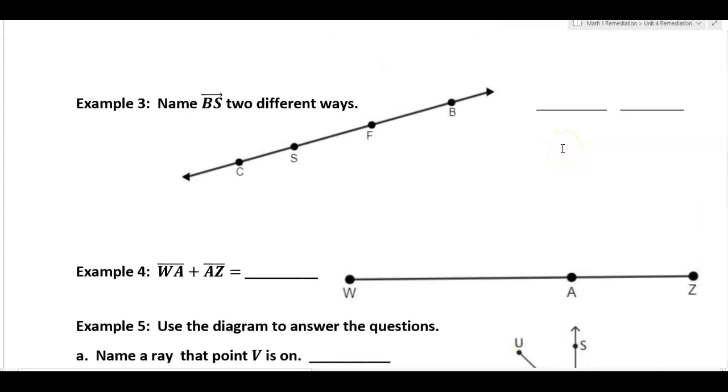Now, name BS 2 different ways. So if I look, this is a ray. That's ray BS. So we know it starts at B and it goes through S. So when I look at it, I know both my other names have to start with the endpoint B. But what other points does this ray go through? It goes through F, and then it starts at B and it also goes through C. So there's 2 different ways that I can name that ray.